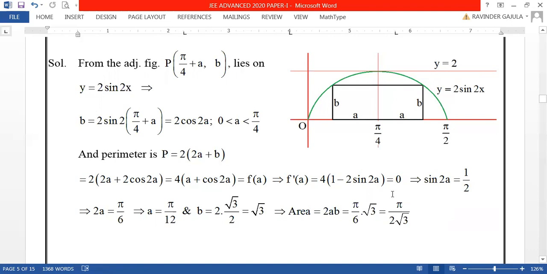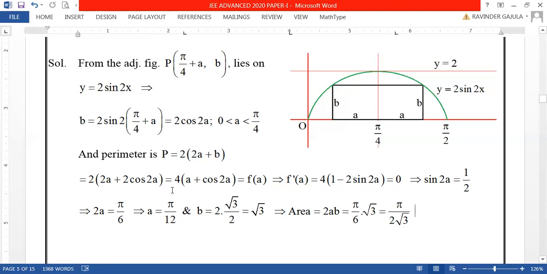When it is equal to 0, sin 2a equal to 1 by 2. So where 2a range is 0 to pi by 2, that will be when 2a equal to pi by 6. When 2a equal to pi by 6, a equal to pi by 12. When a equal to pi by 12, b is this one. Right. Now, what is the area? 2a into b. So area 2a into b can be taken as pi by 2 root 2.